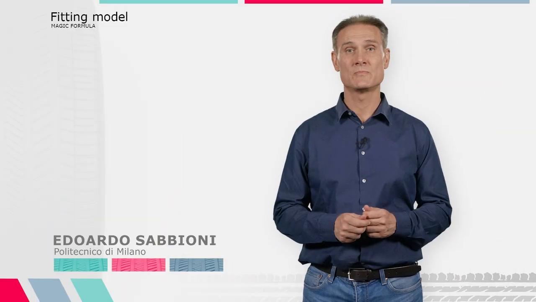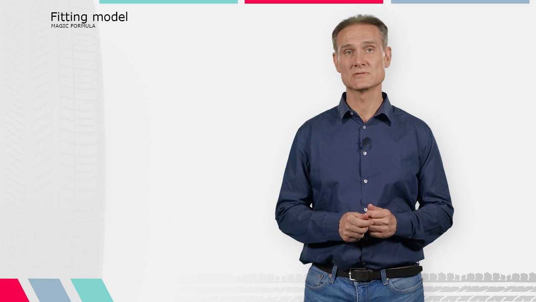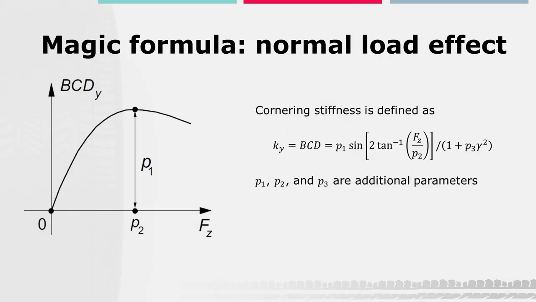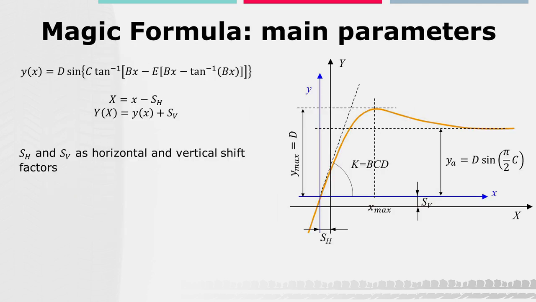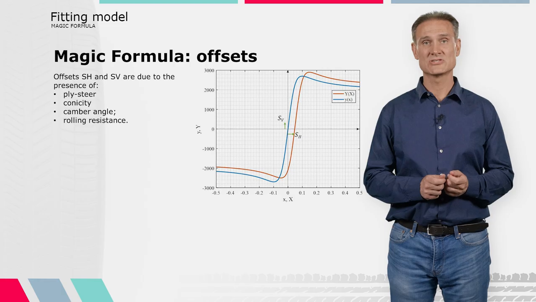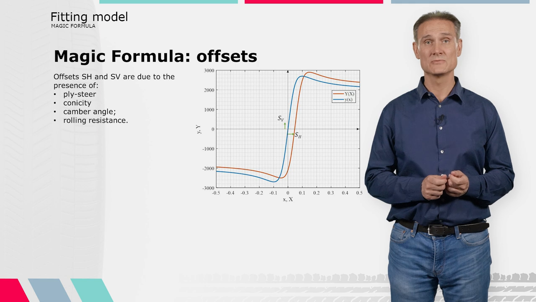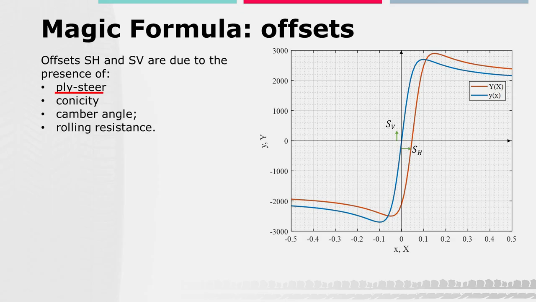The model is far more complex than the basic equation previously introduced. As an example, the cornering stiffness, which defines the value of parameter B, is not constant, but it is a function of the normal load, as obtained from experiments. Also, the peak factor D is not constant, but it depends on the normal load according to the polynomial expression here reported. Shift factors are used to offset the curves horizontally and vertically. These shifts are present in the tire and can be due to several phenomena. For example, ply steer, conicity, camber, and rolling resistance all result in shifting the curve.